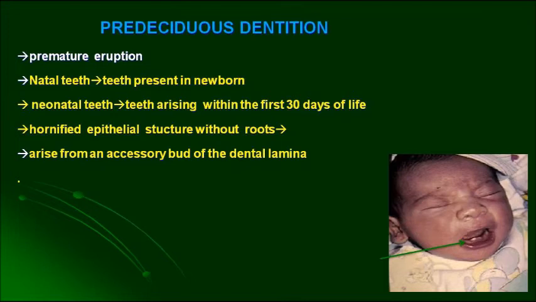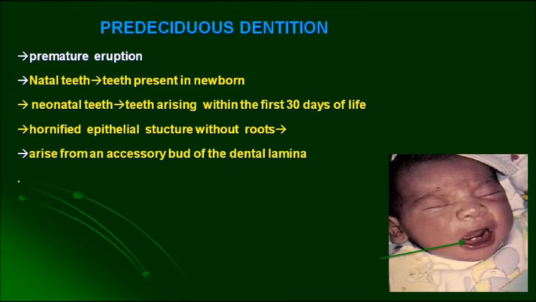Okay, at childbirth, during that time itself, there will be an extra tooth present in the baby's mouth. But what is a neonatal tooth? After the birth, within the first 30 days, within that first month, if there is an eruption of a tooth, it is called a neonatal tooth. So there is a difference between a natal and a neonatal tooth.